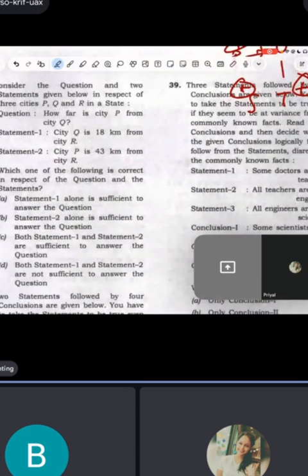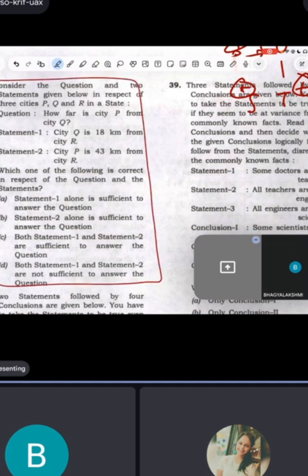Read, Bhagya. Consider the 37th question and two statements given below in respect of three cities P, Q, R in a state. How far is city P from city Q? Statement 1: City Q is 18 kilometers from city R. Statement 2: City P is 43 kilometers from city R. See, this is a data sufficiency question, and if you take both statements together, it will take time.